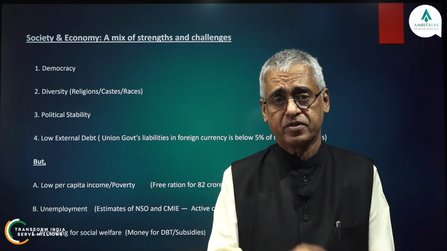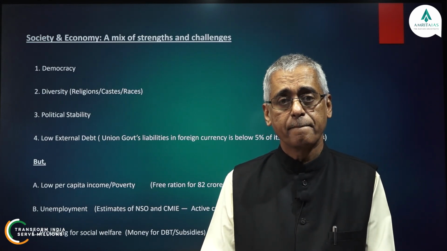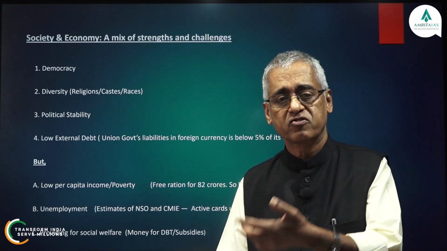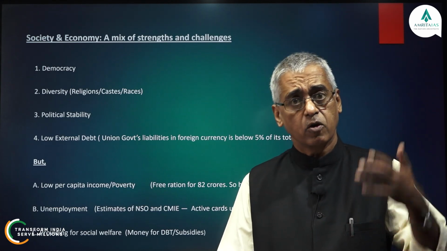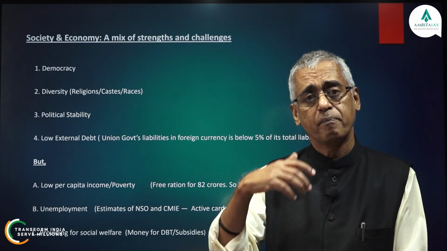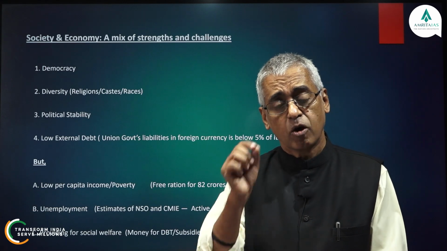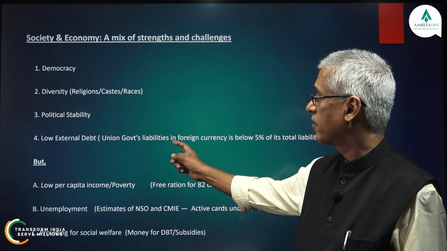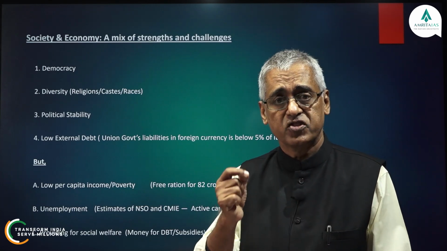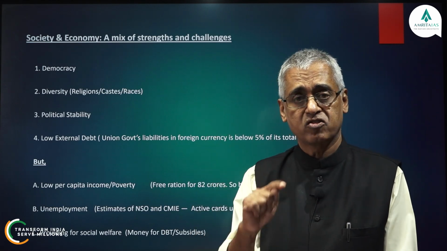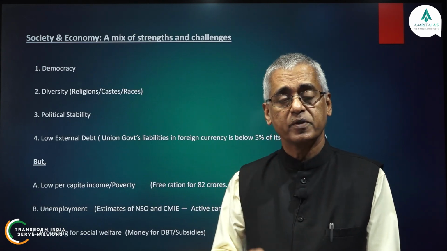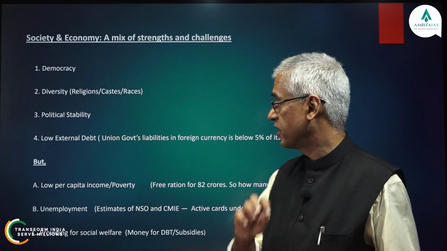And we also have, if you look at one more factor from the economic macros, low external debt. People don't realize, in comparison with what is happening or what has happened in countries like Sri Lanka, Pakistan, or Argentina. One of the major problems that developing countries have faced is the dependence on debt denominated in foreign currency. There we are well placed that the union government's liabilities in foreign currency is just 5% of the total liabilities. If our union government's total debt is 100 rupees, only 5 rupees is denominated in foreign currency.